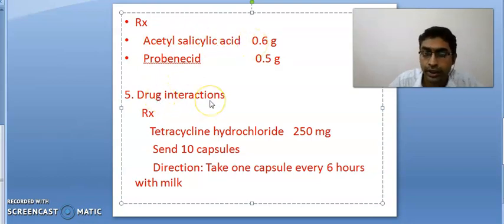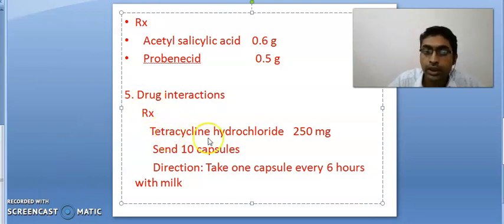Next is drug interaction. Drug interaction arises when the action of one drug is altered or changed by prior or simultaneous administration of another drug or food. The phenomenon is known as drug interaction. The action of the drug is changed by prior or simultaneous administration of another drug or food, then the phenomenon is known as drug interaction.